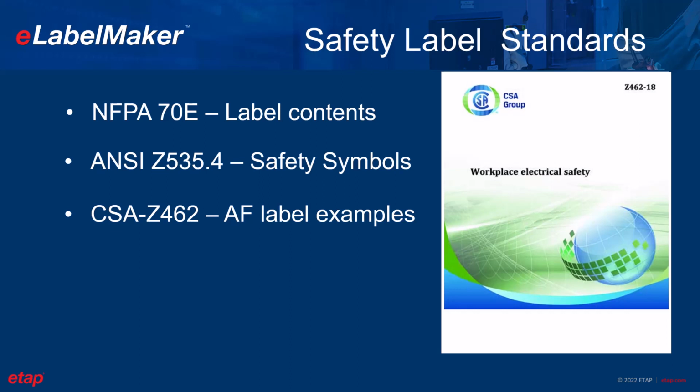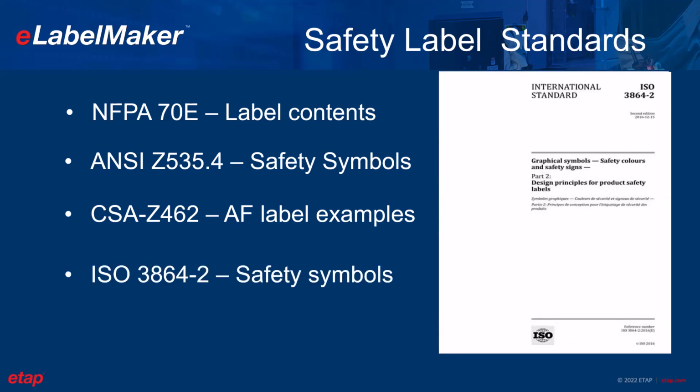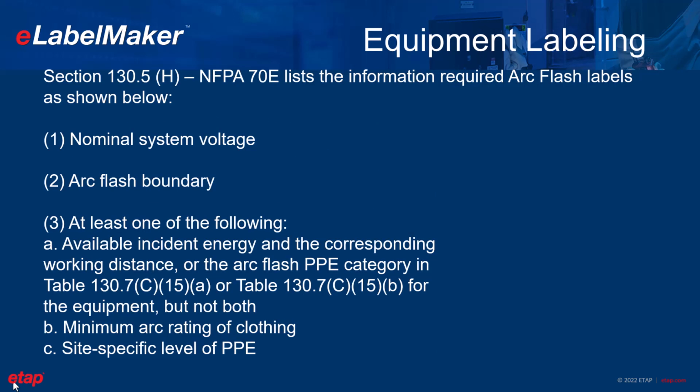The Canadian standard CSA Z462 for workplace electrical safety has some sample arc flash labels that could also be considered and used as a reference to start the labeling process. And we do have the international standard for graphical symbols, ISO 3864-2, which is also helpful in preparing your arc flash labels. With all these references and guidance, we have the ability to create arc flash labels. Depending upon the equipment labeling section provided by the NFPA 70E, there is a wide range of possibilities in terms of the content present in a particular arc flash label.